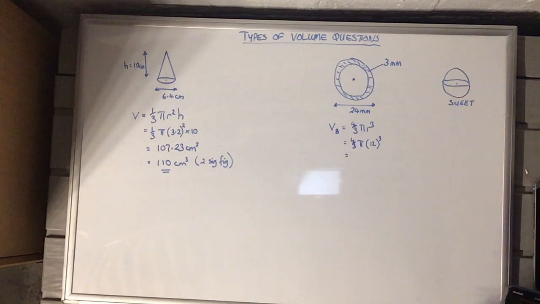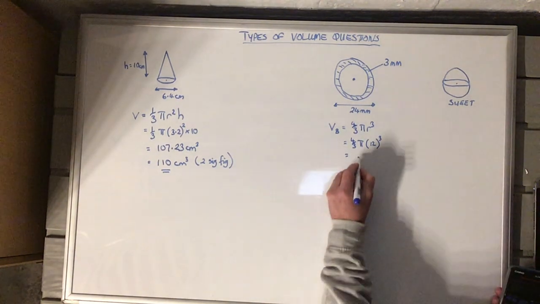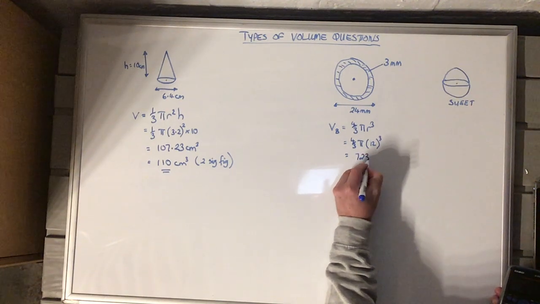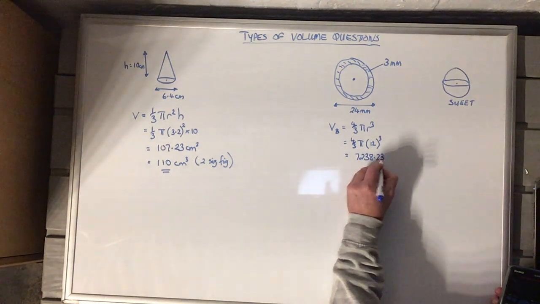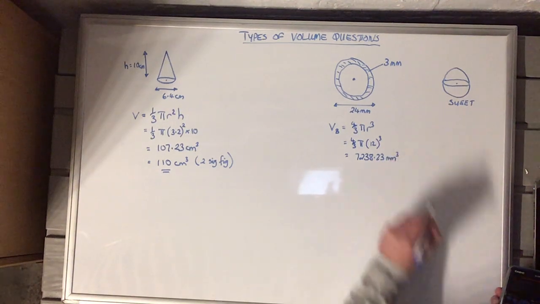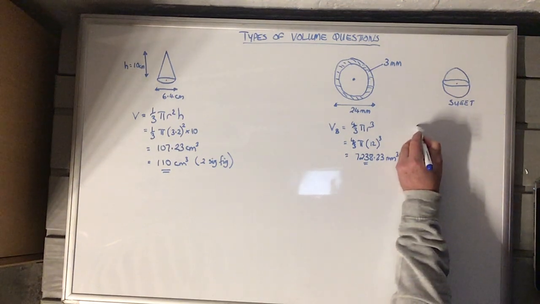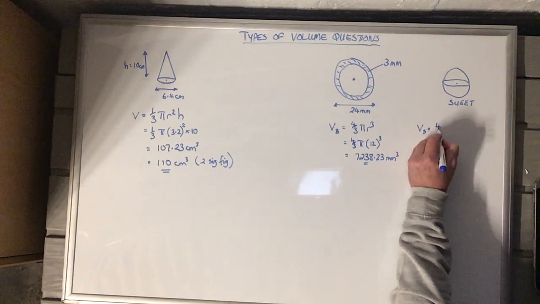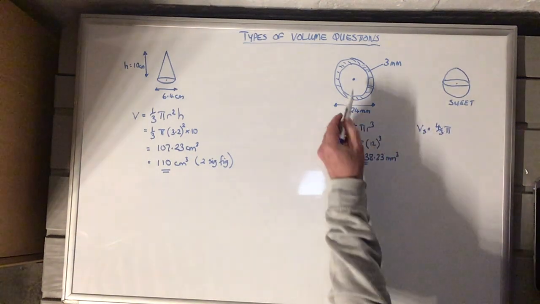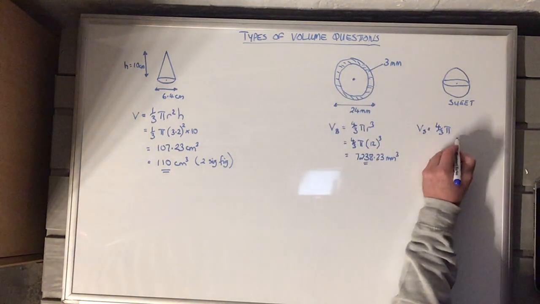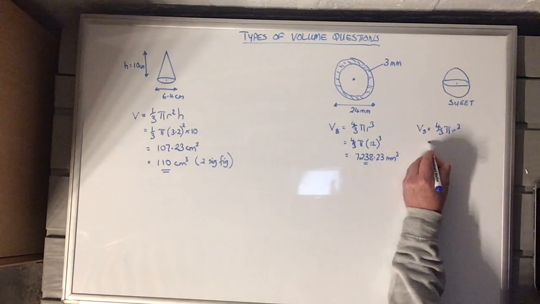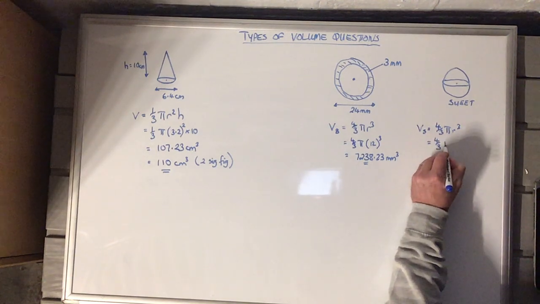So let's just do that. That's 4 divided by 3 times pi times 12 cubed. And that comes to an answer of 7,238.23 cubic millimetres. Okay, so that's your big volume. Let's work out the small volume. It's the same formula because the small one's a sphere as well, but the radius will be different. So we have to work out what the radius is going to be for this one.